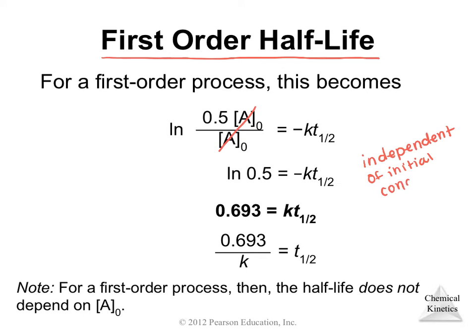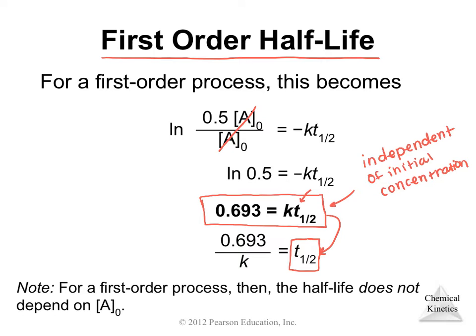So it doesn't matter if we start with 1 mole of something, or 5 moles of something, or 100 moles of something. When we are looking for the half-life of a first order process, this is the equation that we use. If we know the time for the half-life, this is another way that we can find our rate constant, k. If we know our rate constant for the reaction, then we can rearrange and solve for the half-life. So it does not depend on the initial concentration. It is always this equation, no matter what the scenario is, if it's first order.